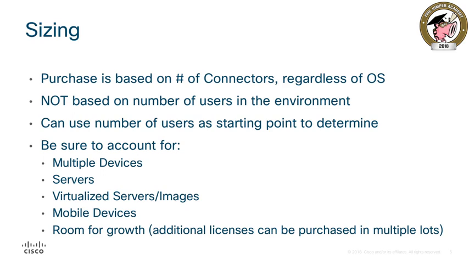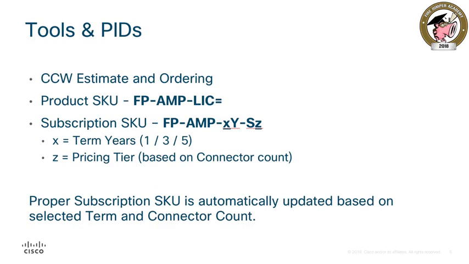Lastly, make sure to consider room for growth. While it is possible to add additional licenses after the initial purchase, it's best to have room built in when initially quoting out. As per the previous pricing slide, keep in mind that the discounting per connector will be higher if purchasing a larger number of licenses because of the tiered pricing model.